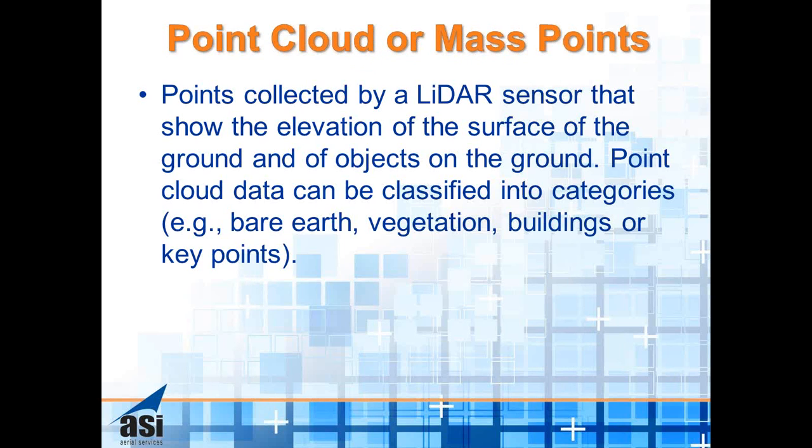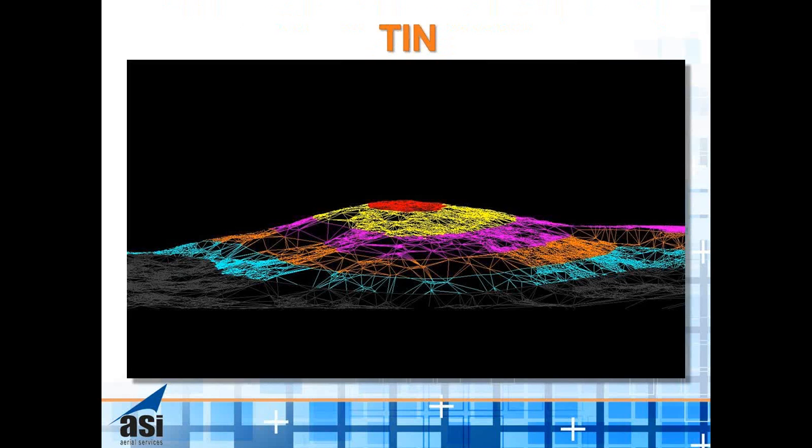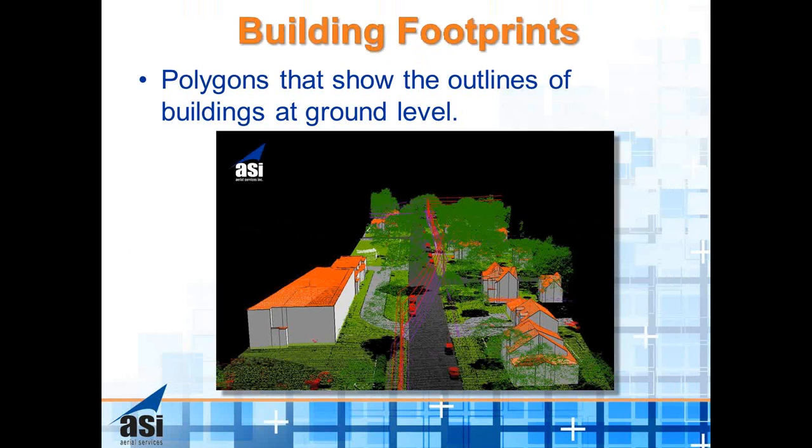The point cloud or mass points is just collecting everything and then classifying it. So you can see the vegetation, you can see the buildings, if there are any roads, it's all in the actual LiDAR point cloud. The triangulated irregular network, or a TIN, is a data structure used in geographic information. It just represents a surface. It's a vector-based representation, and it brings in the X, Y, and Z coordinates, and all the points in between are interpolated. So this would be an example of a TIN.